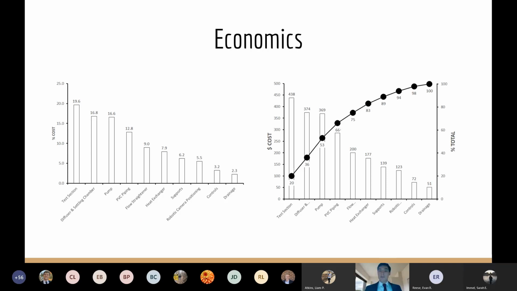The economics of our project were one of the major obstacles that we had to overcome. Our initial design exceeded the given budget, and after talking with Dr. Anderson, to make sure that we would still be satisfying his needs, we pared back our design in order to fall under the given $3,000 budget.